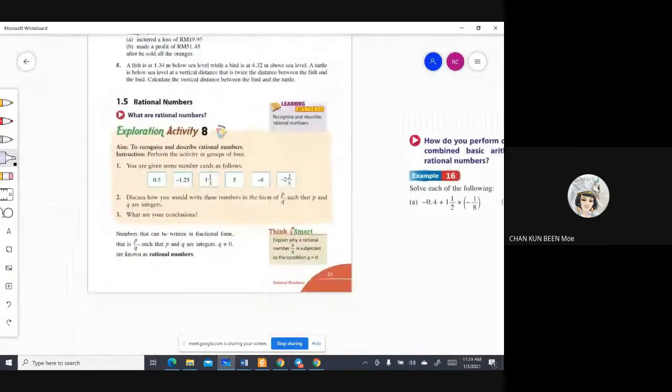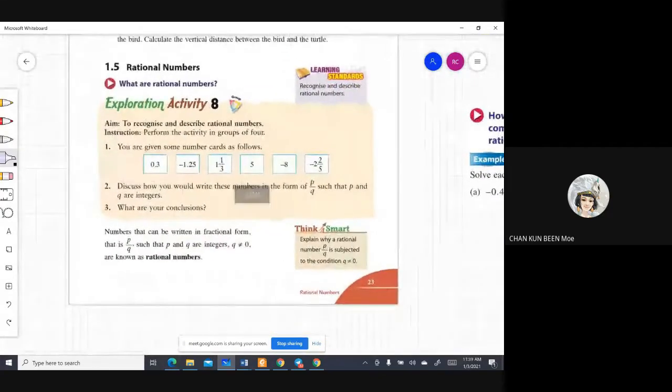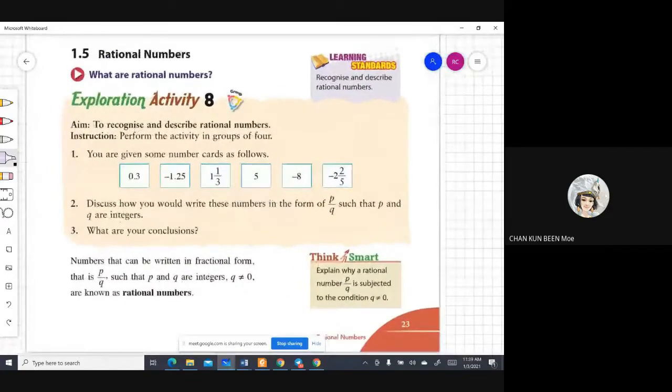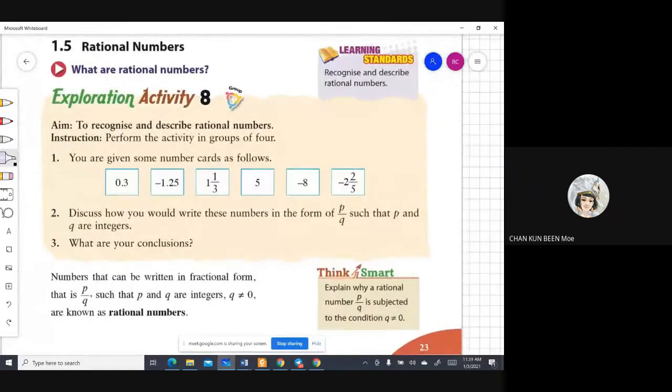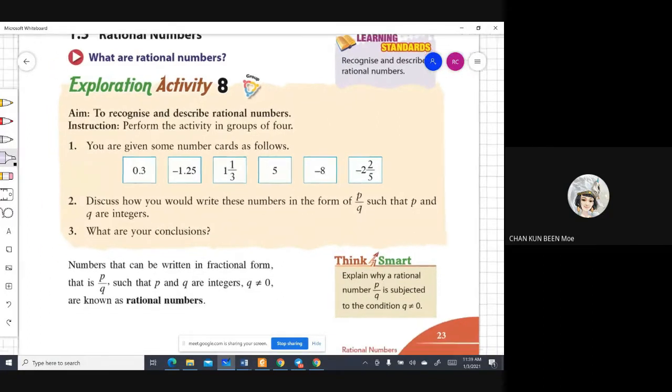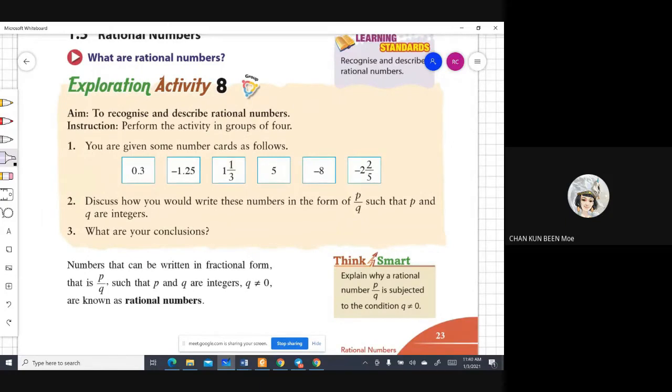Rational numbers. What are rational numbers? It might come to your mind, what is a rational number? Don't worry. Let us go through the exploration activity over here, whereby the aim is to recognize and describe rational numbers. They ask you to perform the activity in groups of 4.